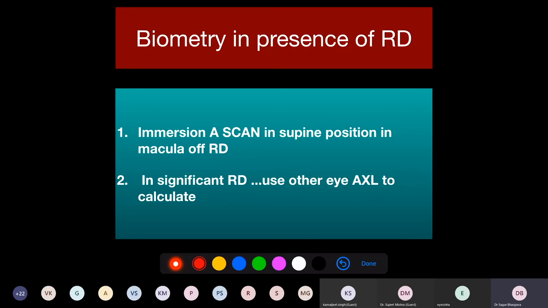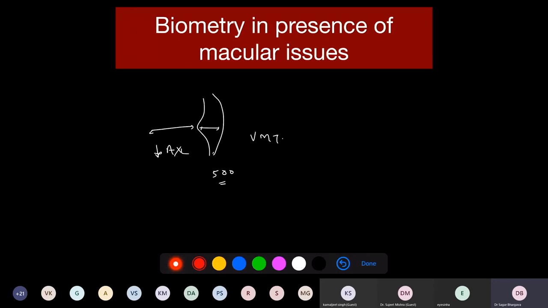Now, biometry in presence of retinal detachment. Here the idea is that it is better to do an immersion A scan in a supine position, especially in patients who have macula off RD, because there will be a fluid shift in that situation and you might get a better value. But in RD patients, you will always have an issue with measuring a shorter axial length compared to the actual axial length. In significant RD, it's always better to take the other eye's axial length.